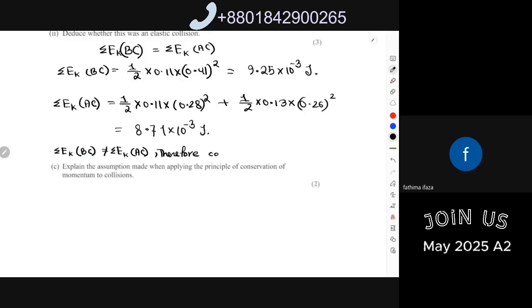Therefore, the collision is inelastic. And that is your final answer. And then again, explain the assumption made when applying the principle of conservation of momentum.